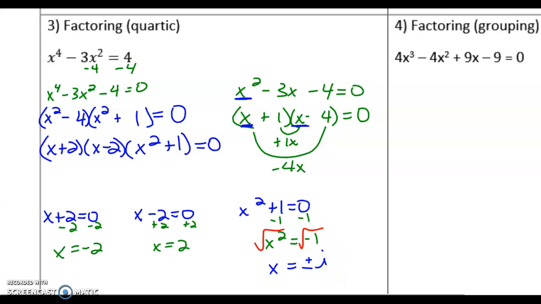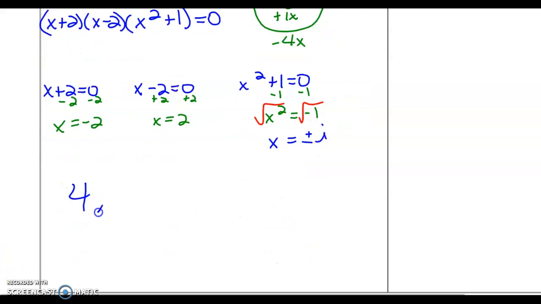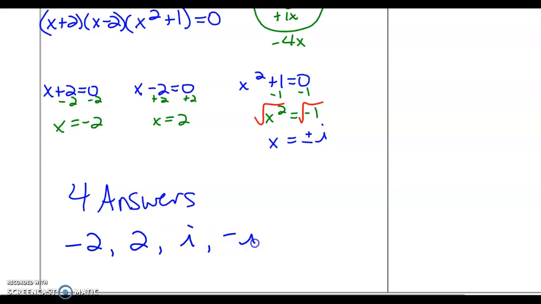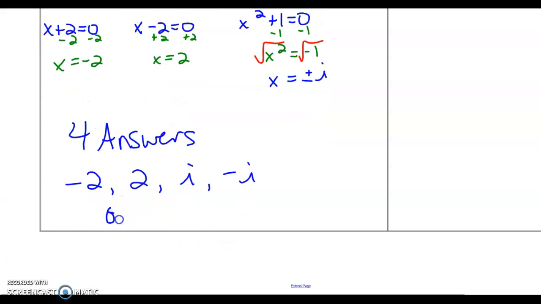It's just i. So this one was to the 4th power. So we needed 4 answers. Do we have 4 answers? Well, our first one we got to be -2. Second one we got to be 2. Third one we got to be a positive i. Fourth one we got to be a negative i. So you can write it like that, or you can just write plus or minus 2 and plus or minus i. All right, last one we're going to do today, factoring by grouping.